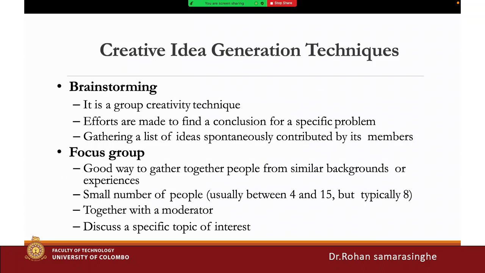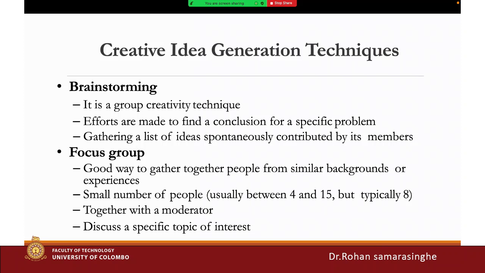Creative idea generation technique. One is brainstorming. Brainstorming is a group creative technique. Actually, select a group of researchers or a group from the R&D department, and they are going to be trained towards a certain idea, given some knowledge of that, and have some brainstorming sessions. After finishing that, they have to think towards that given idea and develop the product or service. Brainstorming, I will discuss in the rest of the classes, don't worry about it.